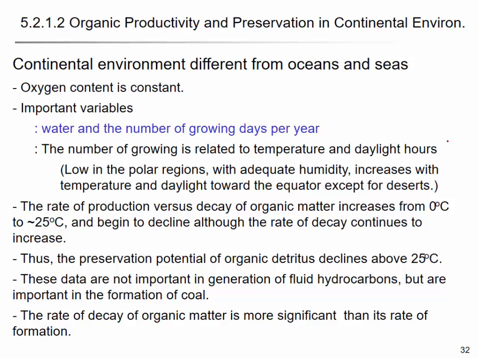So we've seen the organic productivity and the preservation in the oceanic environment. And this is the case when you have the continental environment, so in the onshore. Onshore oxygen content is constant, the water and number of growing days per year. So in here, because it's on land, we are talking about the trees and the crops and vegetation. The rate of production versus decay increases from 0 degrees C to 25 degrees C and begins to decline. Preservation potential of the organic detritus declines above 25 degrees Celsius.